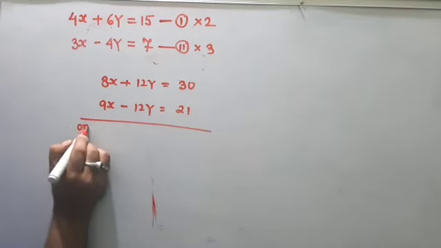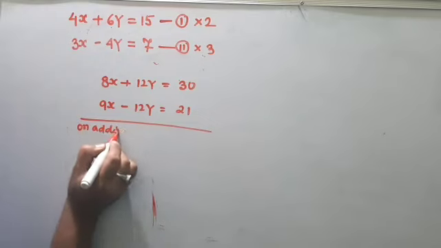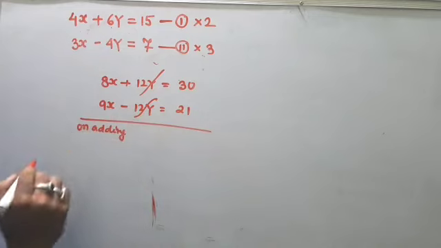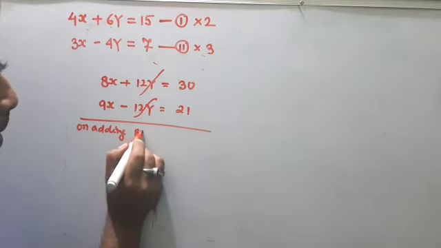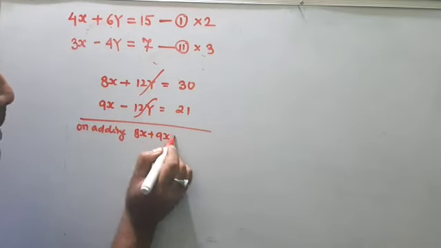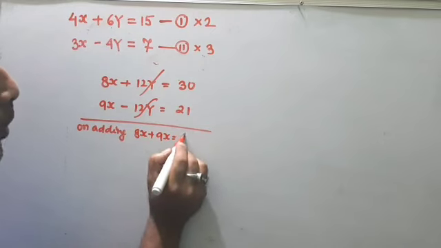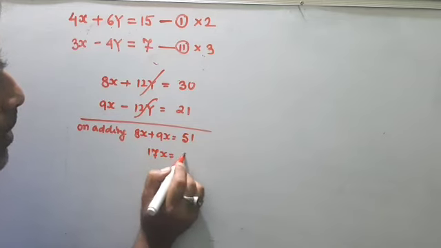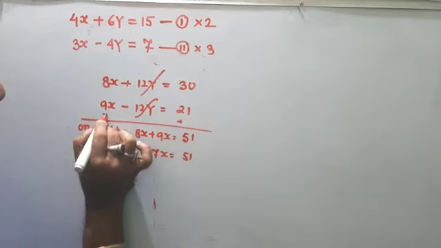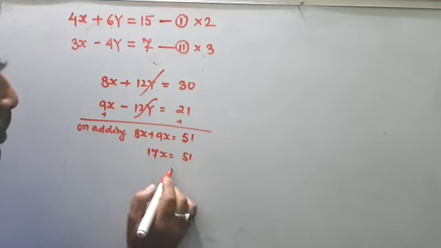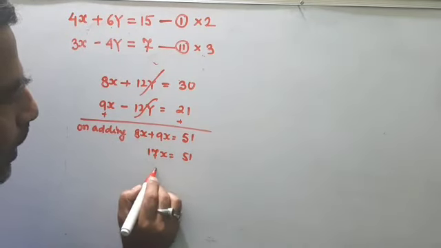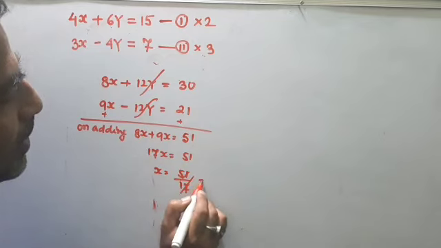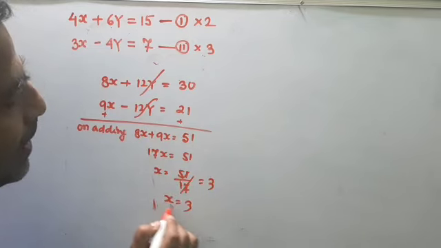Now you write on adding. If you add, the plus 12y and minus 12y cancel. So 8x plus 9x is equal to 51, so 17x is equal to 51. So x is equal to 51 by 17. 17 times 3 is 51. So the value of x is 3.